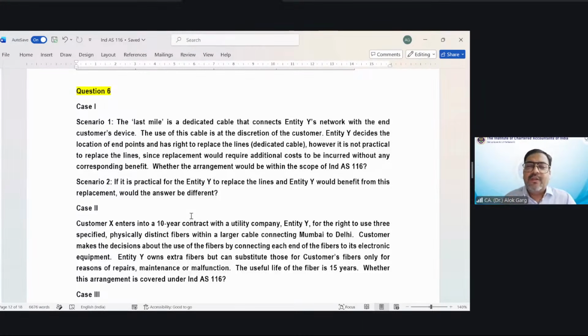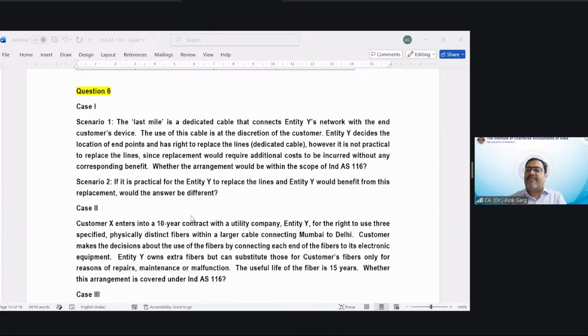You remember, for identified asset, we have covered the concept of when the lessor has a substantive right to replace the asset. First, the lessor has to have a right to replace the asset. Number two, it is 'and', not 'or': the lessor should be benefited by replacing the asset. If the lessor is not getting any benefit by replacing the asset, you cannot say that the lessor has a substantive right to replace.